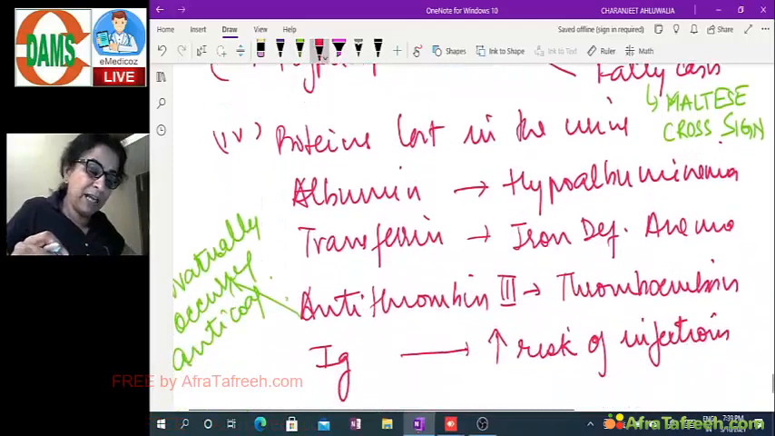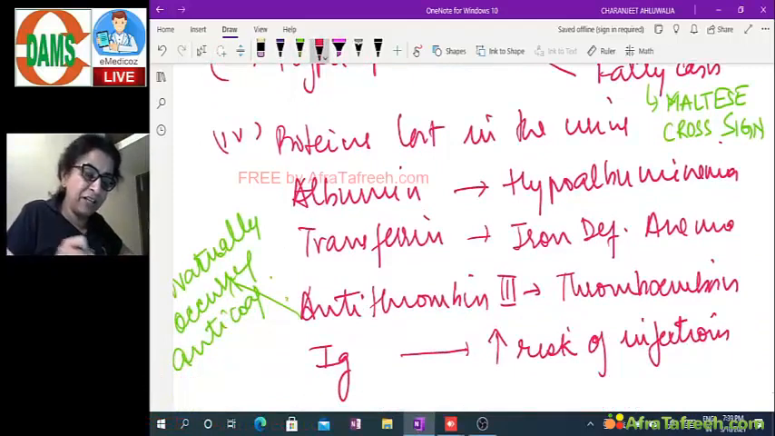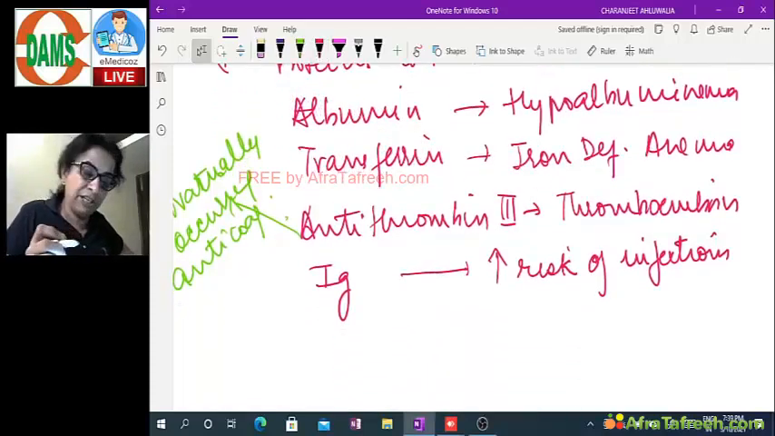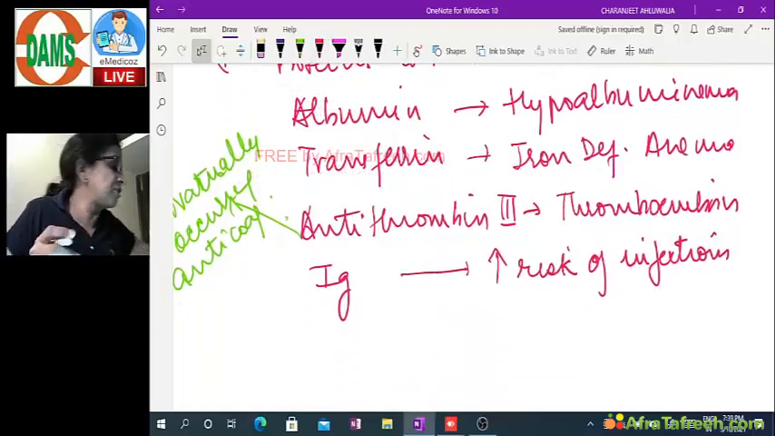Then the proteins that are lost in the urine: albumin, which leads to hypoalbuminemia and edema. Transferrin is lost, leading to iron deficiency anemia. Antithrombin 3 is lost, leading to renal vein thrombosis and thromboembolism. Antibodies are lost in the urine, which leads to increased risk of infection.